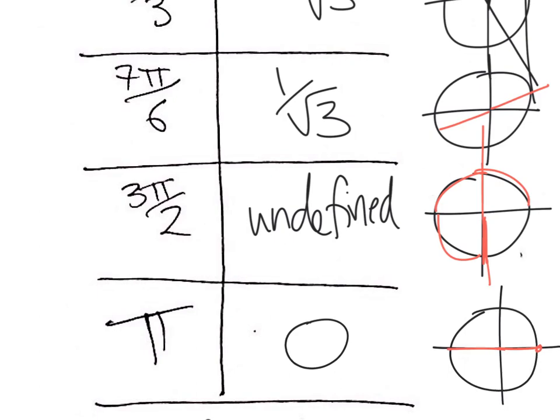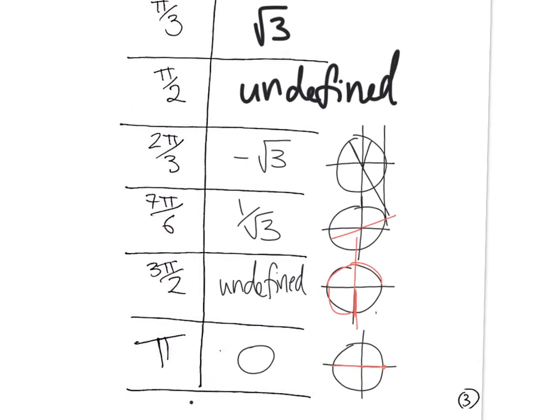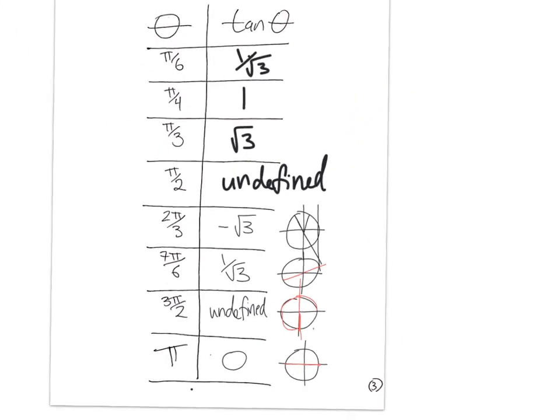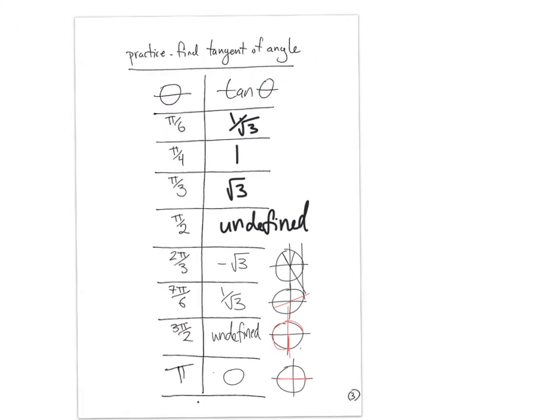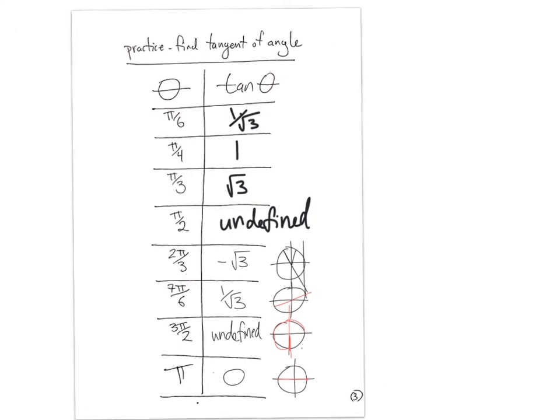Okay, so two ways of thinking about the tangent ratio using the unit circle. And notice how we did all of this without even touching our calculator. Pretty cool, pretty cool.